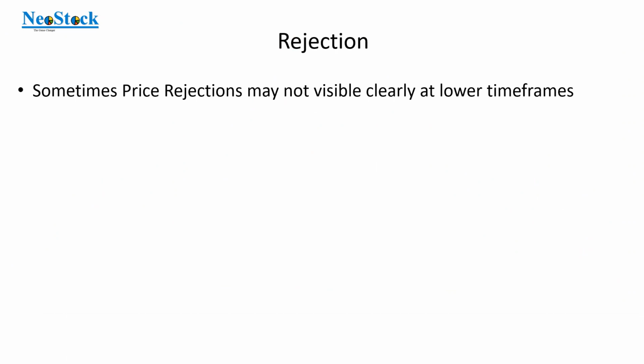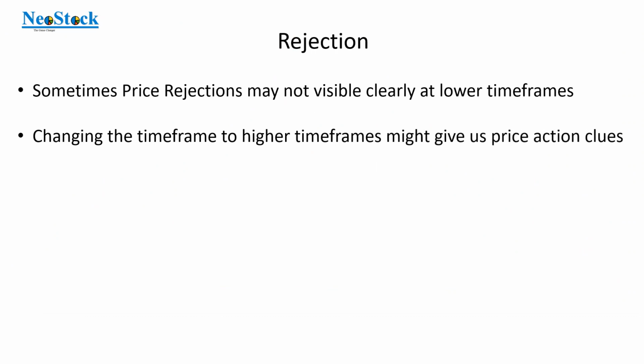Sometimes price rejection may not be visible clearly at lower time frames. This is also possible. But we have a trick. If you follow the trick, easily we can identify the rejections. It is a very simple trick. Changing the time frame to higher time frames might give us price action clues. Which price action clue? Rejection.